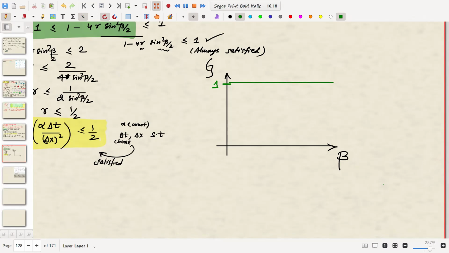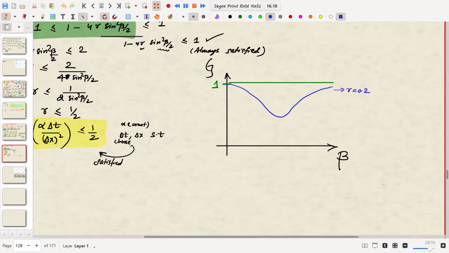Fine. If r equal to 0.2, you will get something like a bell shape. Of course, it will be infinitely oscillating, but you have to take a small chunk of it. The beta axis cannot be negative, so you look only at the positive part and only a chunk. It represents one oscillation like this.